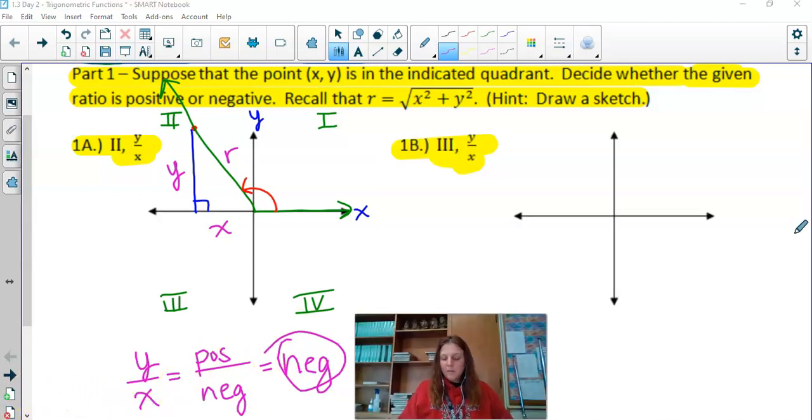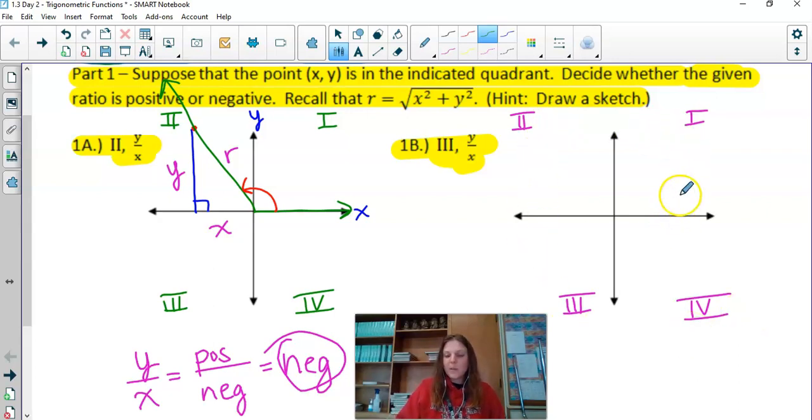So example B, we're looking at quadrant 3 and we're looking again at y over x. So go ahead and pause if needed. I labeled my quadrants 1, 2, 3, and 4, and it always goes in this order because this is how we graph in trigonometry. That's going to make your positive angle. So I need a point in quadrant 3. It doesn't matter where you put it.